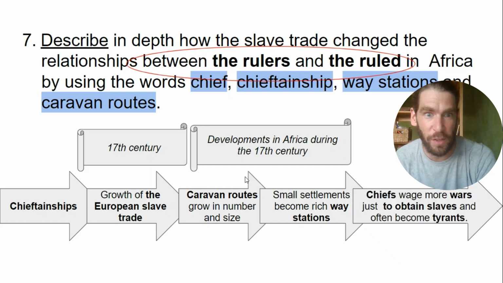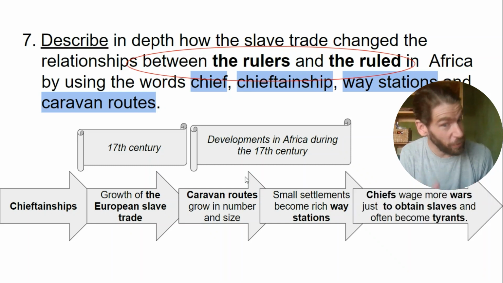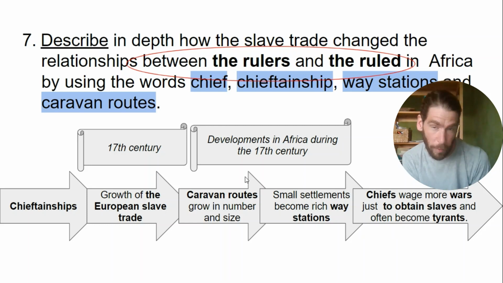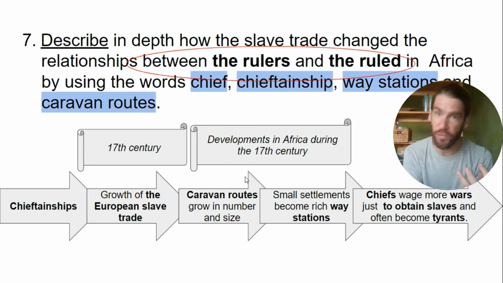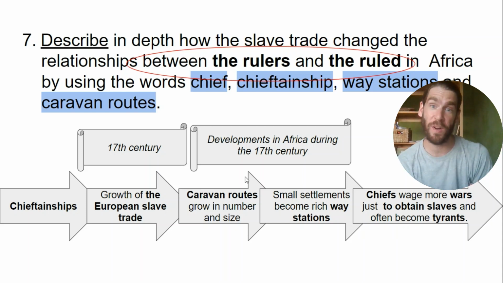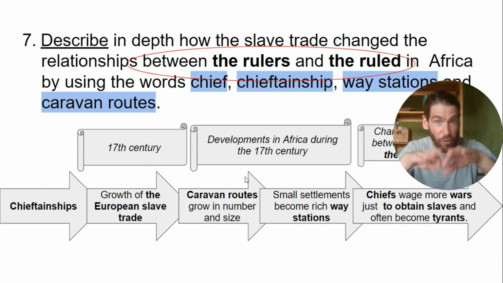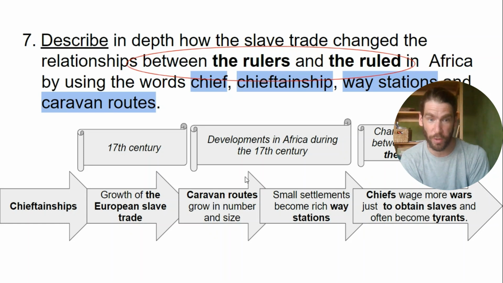And this all leads to chiefs waging more wars just to obtain more slaves, and often they rule by fear and they become tyrants. So they oppress their people, they use force to hold power over their people because they have become very rich from the slave trade with the Europeans. And these are changing relationships between the rulers and the ruled in Africa.